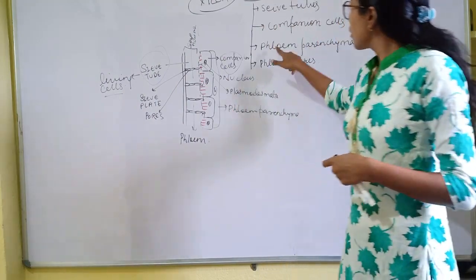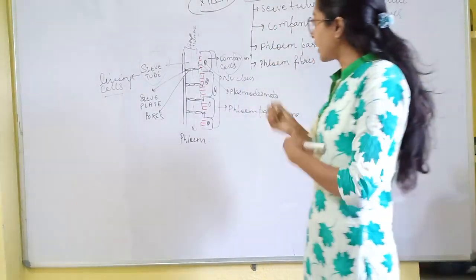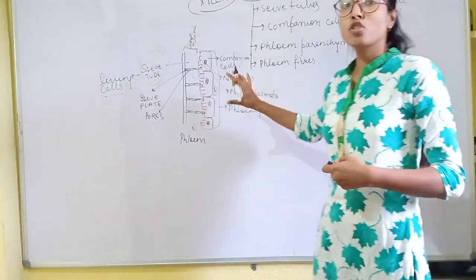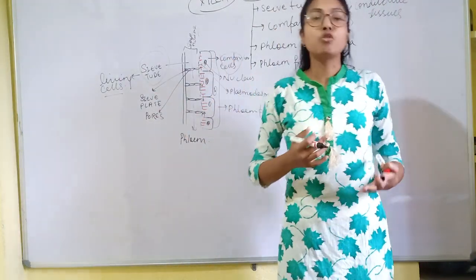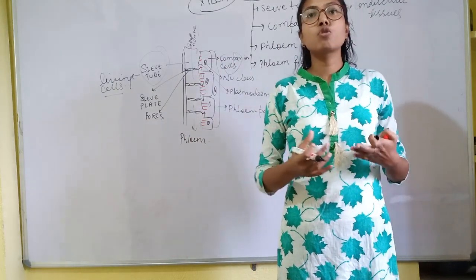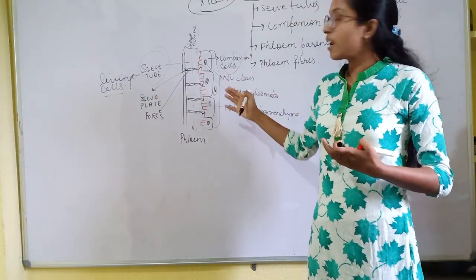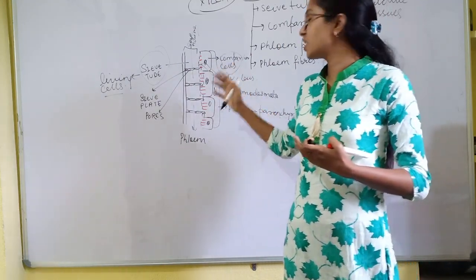In a similar way, phloem parenchyma, which are present this side, they also contain nucleus, and they are helpful in the storage of materials in the form of sucrose, etc. And also they store resins which are present in the plant, etc. So they are helpful in the storage of food and other materials.